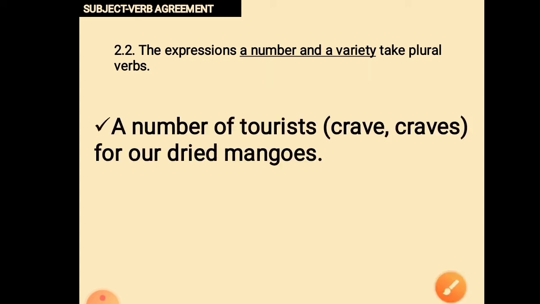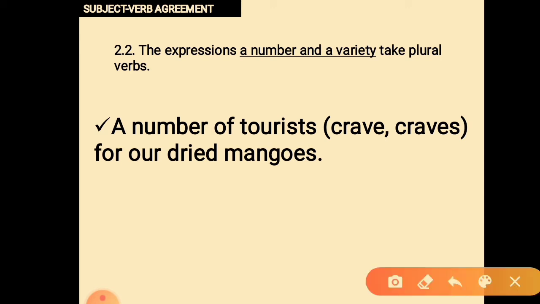A number of tourists craves for our dried mangoes. So in this case, you have noticed the expression a number. And the rule states that if the expression has a number and a variety, the verb that we'll be using is plural. So in this sentence, the verb that we will be using is crave or craves?